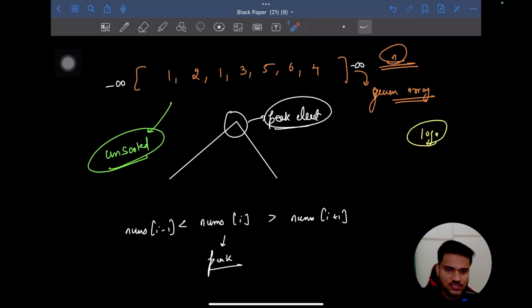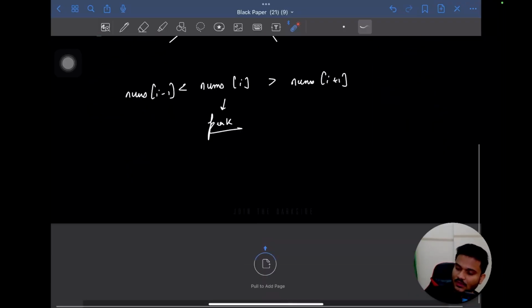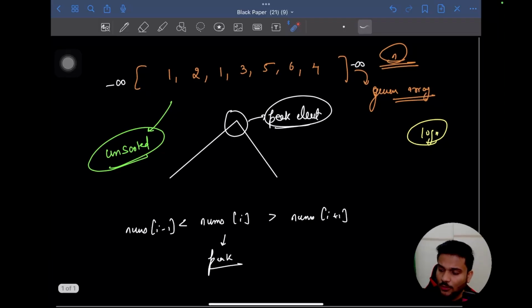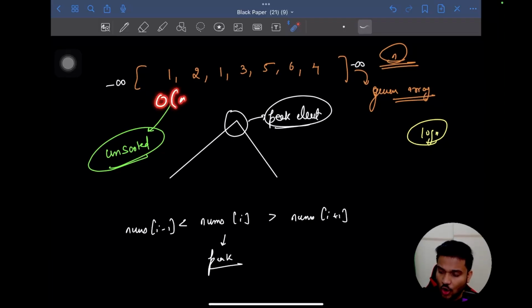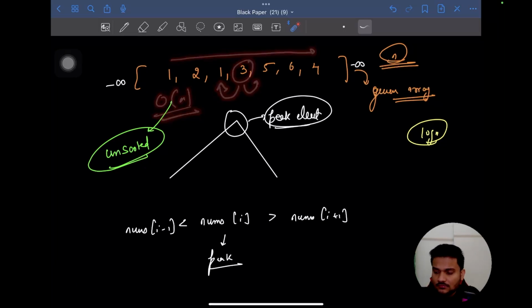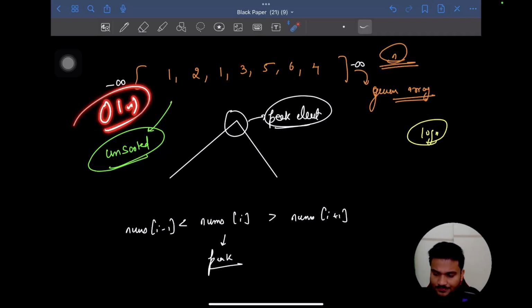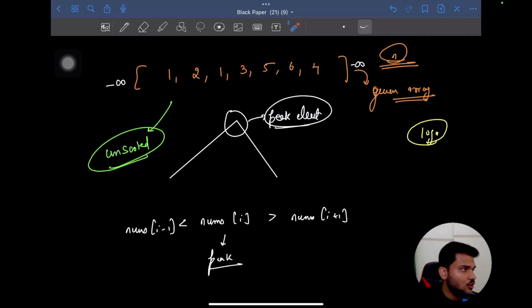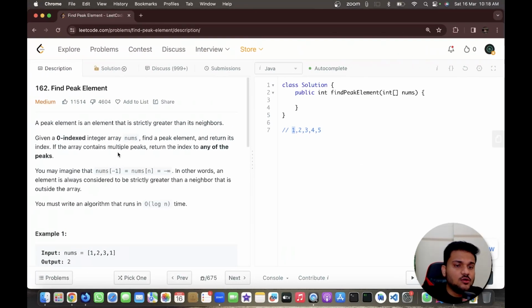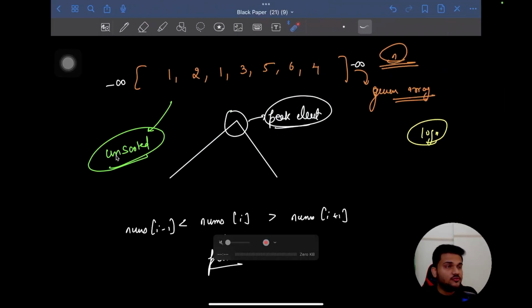Now, how can you actually solve this question? Brute force we have discussed, like maybe sort the array, or maybe just in order of n time complexity, you can linearly go to every element and check to the right of it and to the left of it. That's an O(n) algorithm also, but we need to find something optimized. Cool. Now you can see the question says that if the array contains multiple peaks, return the index of any one of the peaks.